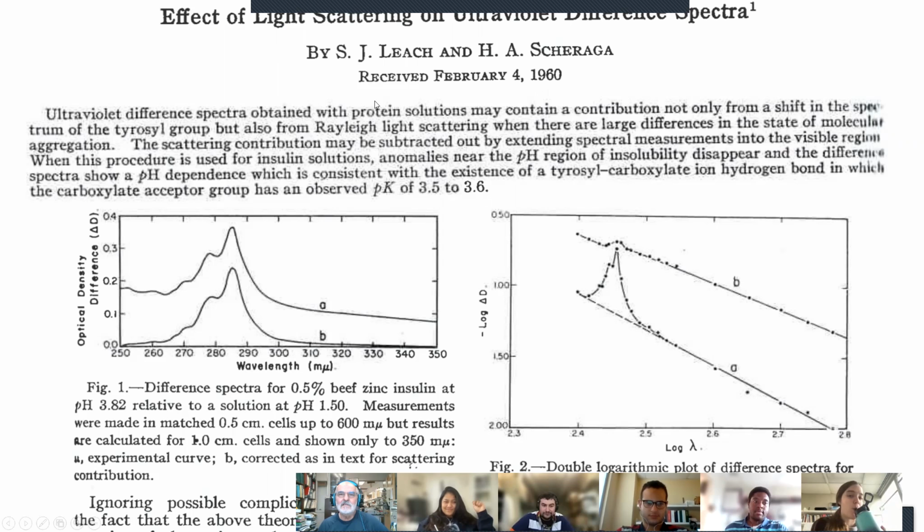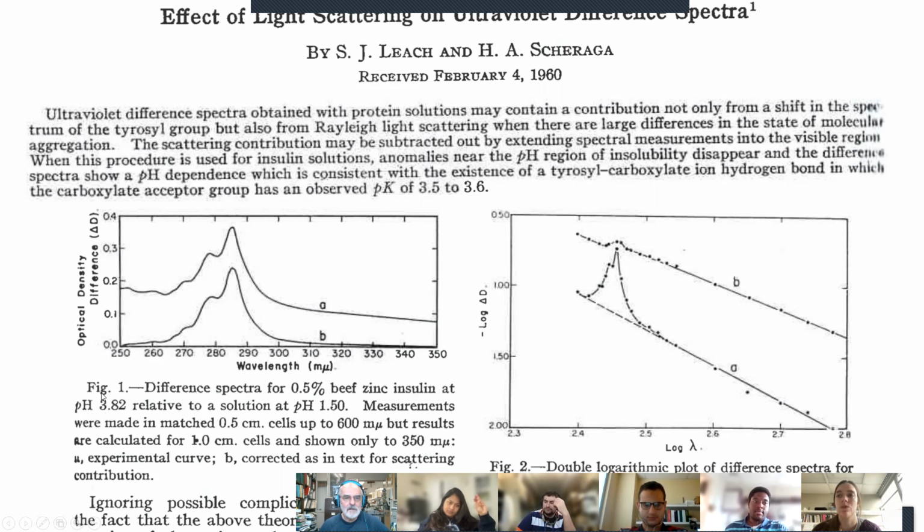And it's basically correcting UV spectra for light scattering. And the sample that they're using happens to be insulin. It's zinc insulin, which has something to do with the association properties of the insulin. In the presence of zinc, insulin makes hexamers. So that has some contribution to the light scattering.